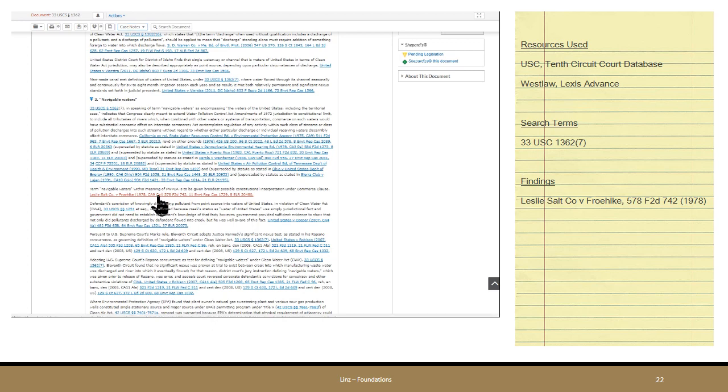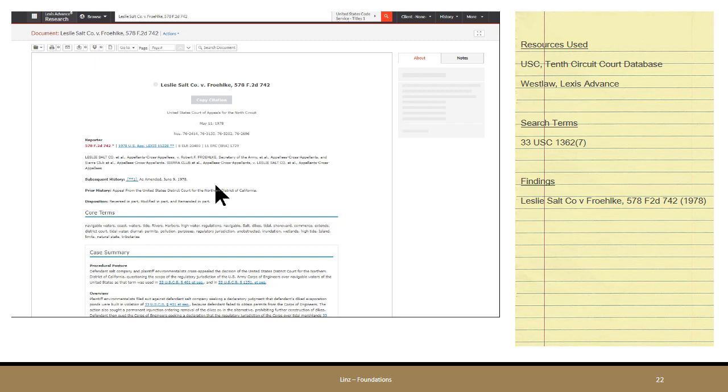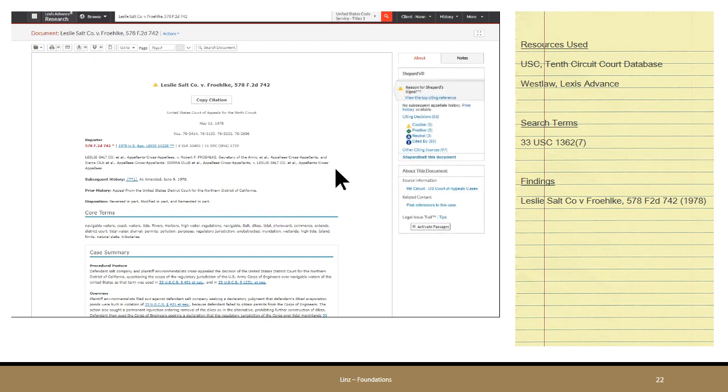So this is one way that we can find a case. And this is the way Lexis presents the information, and there are some things that we'd like to pay attention to. First of all, we get the citation from the print reporter. This is a federal reporter, which is actually published by West Publishing, and it's read as volume 578 of the Federal Reporter, Second Series, at page 742. We'd make note of that.